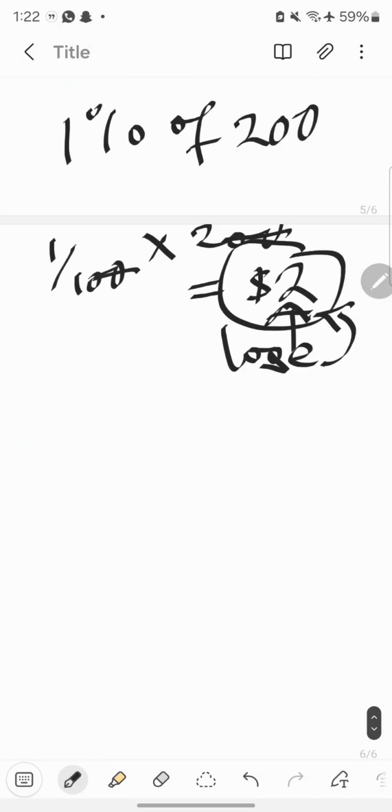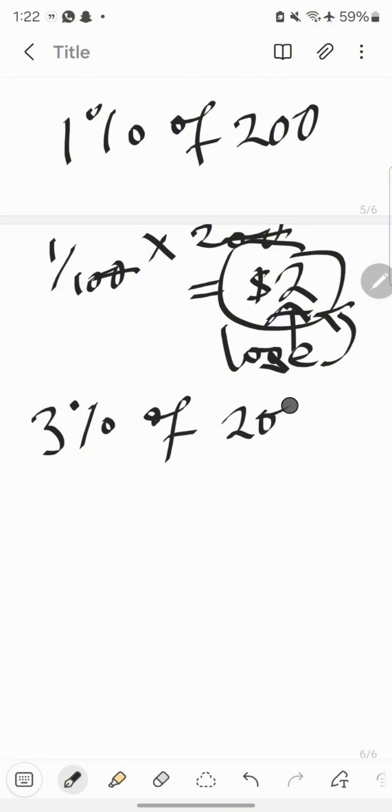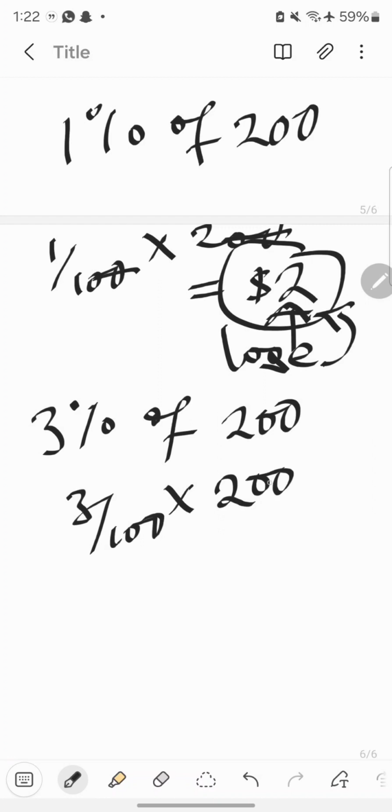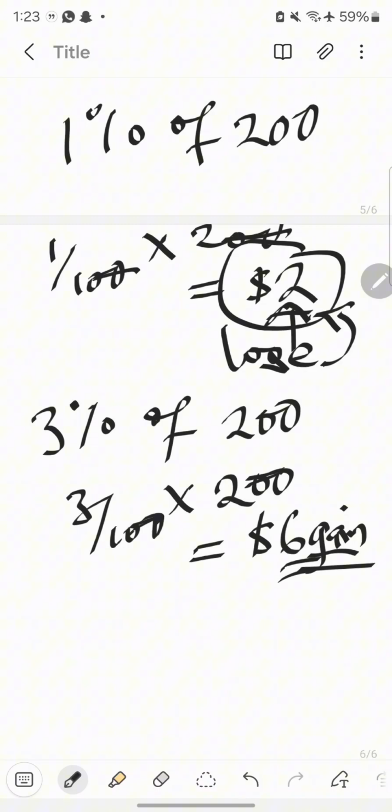And then what is 3%? 3% of 200 should be 3/100 multiplied by 200. 3 times 2 is equal to 6. If it goes to your TP, you understand? If it goes to your TP, you are going to gain $6. So you see, this is called risk management. You understand? This is called risk management.